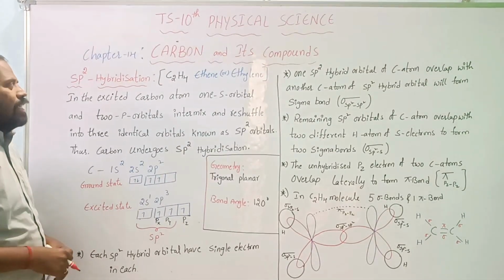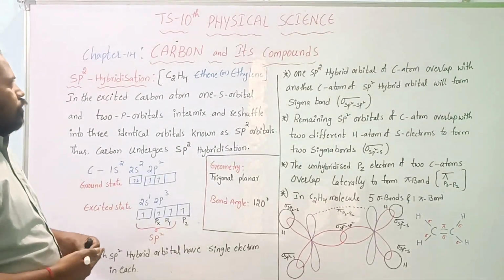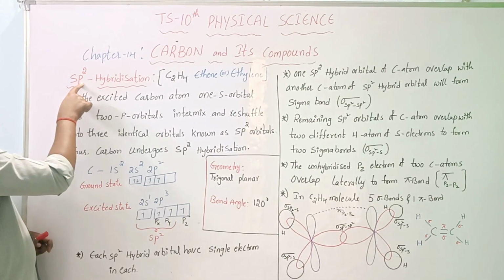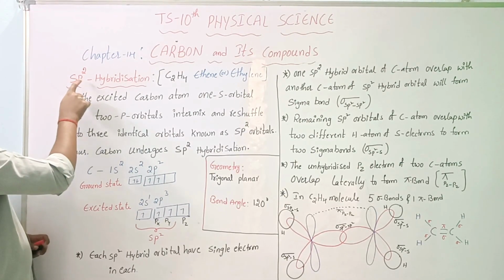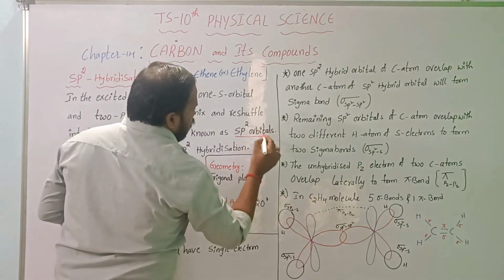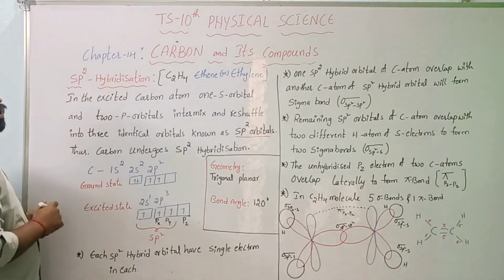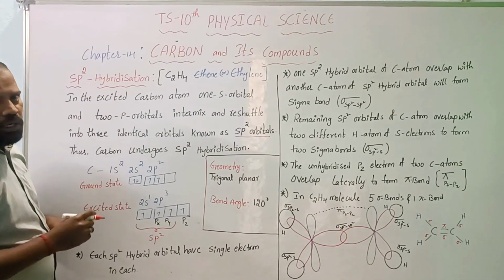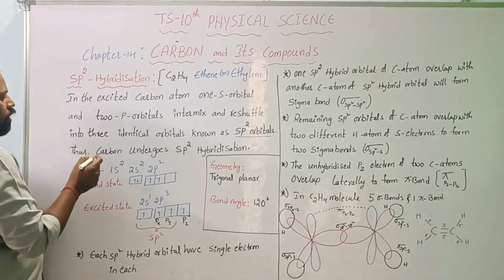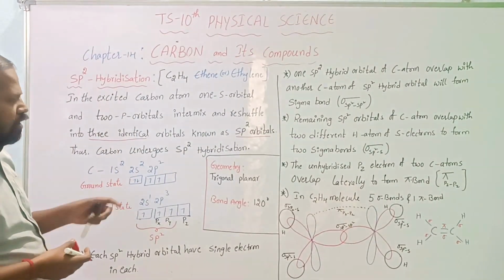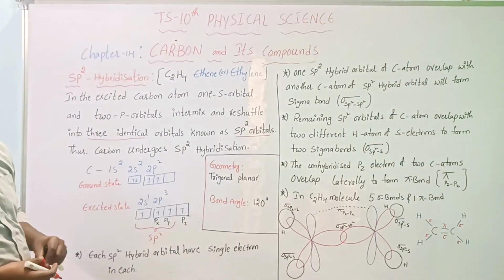Now we can see sp2 hybridization. How will it be formed? sp2 means one s orbital and two p orbitals reshuffle, and they form the sp2 orbitals. How many atomic orbitals are involved here? One s orbital and two p orbitals, a total of 3 atomic orbitals. So it will form 3 identical hybrid orbitals, which is named sp2 hybridization.